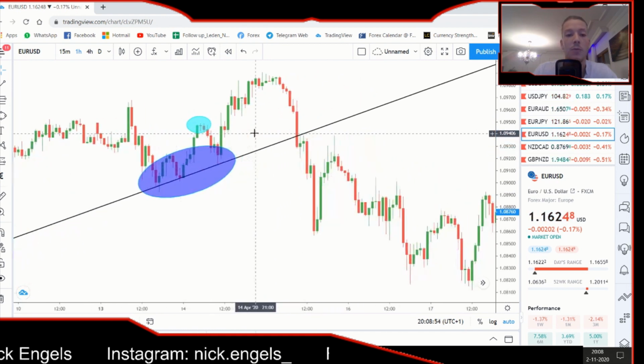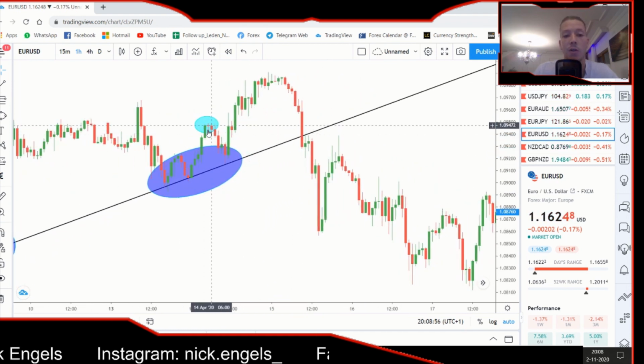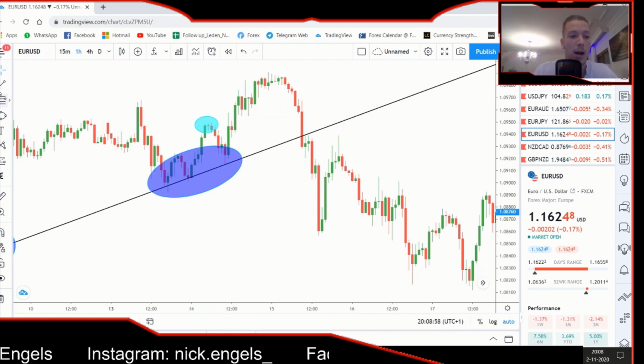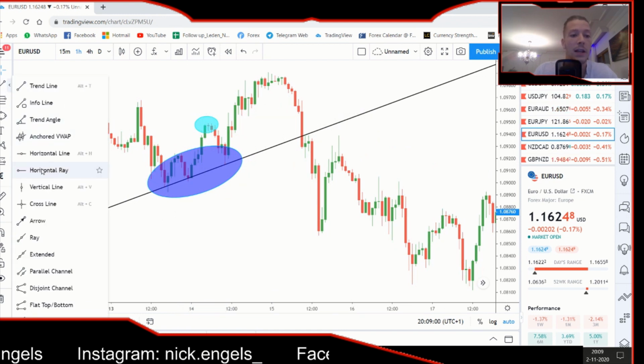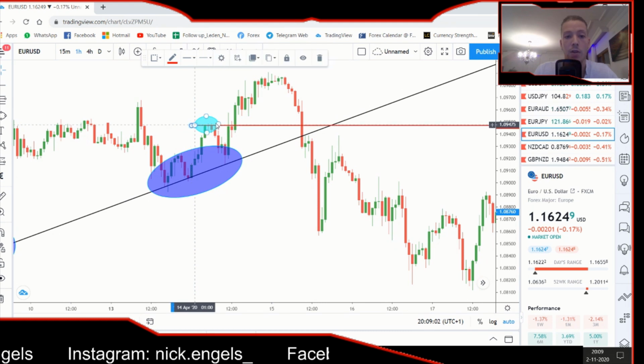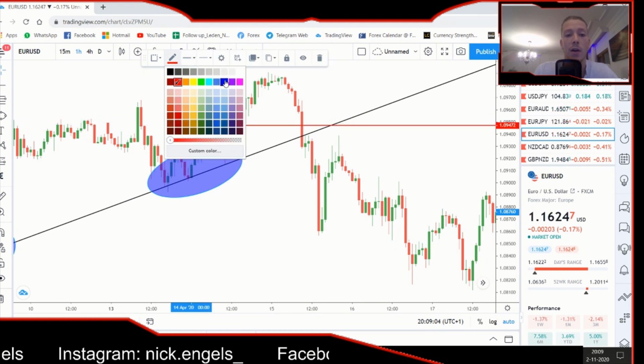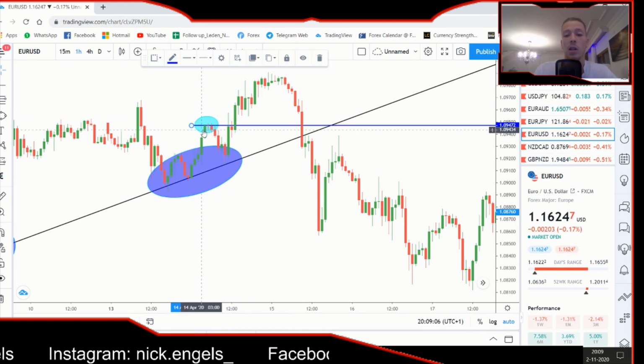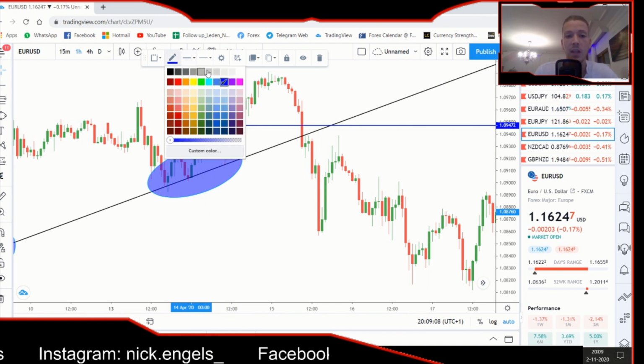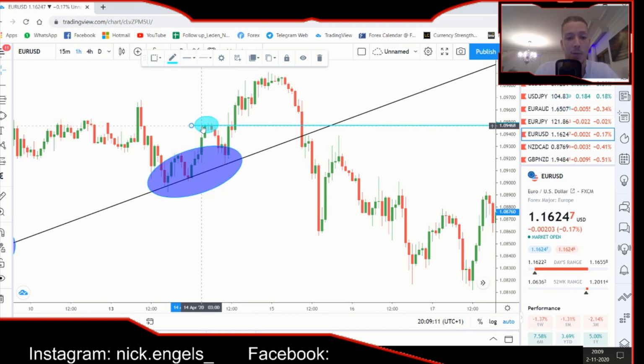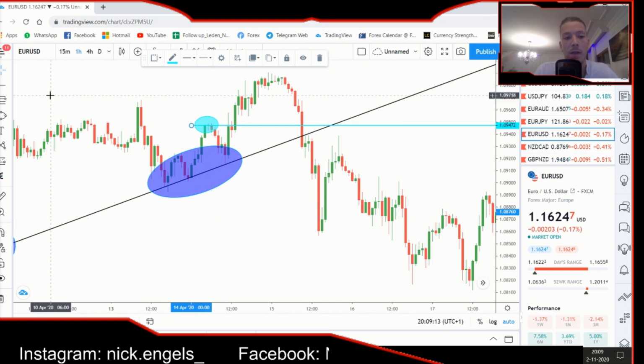The first option is you have your entry over here at the blue circle, all right? We're gonna put a little horizontal ray on there. So we have an entry over here at the blue horizontal ray line. Right? This is our entry. Let's put it in the same color. This is our entry. Now what happens?